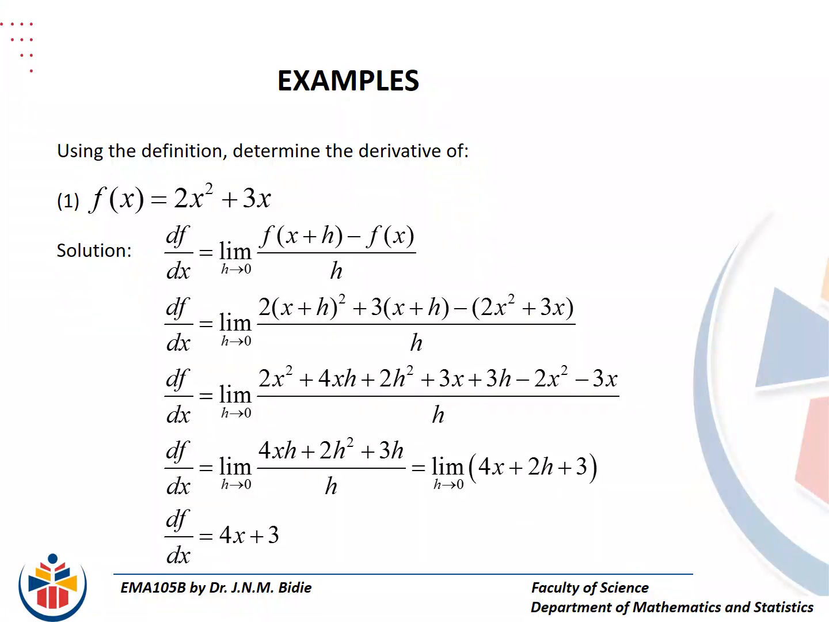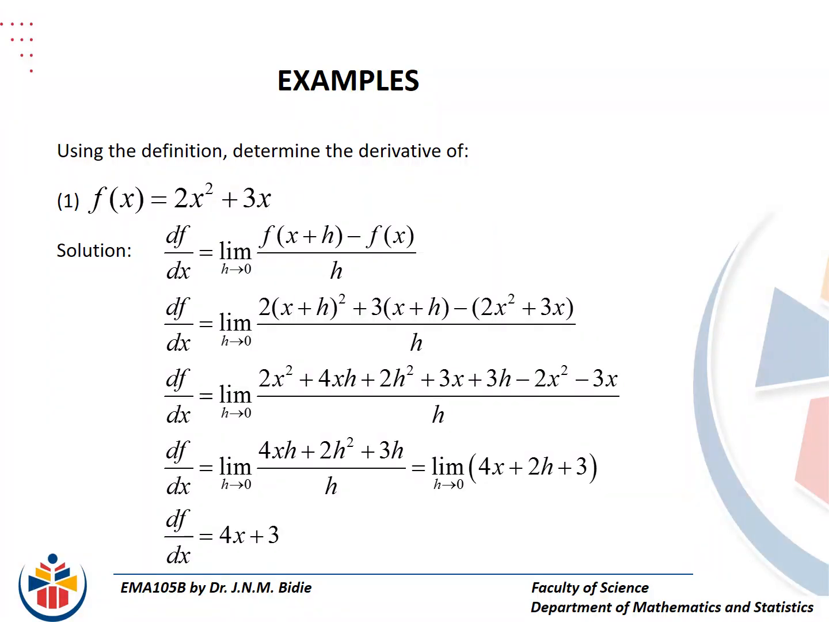And then I simplify further. I notice that 2x squared and minus 2x squared cancel. 3x and minus 3x cancel. So I'm left with 3 terms in my numerator, which is 4xh plus 2h squared plus 3h. All of this is divided by h. And note, I still have the limit as h approaches 0.